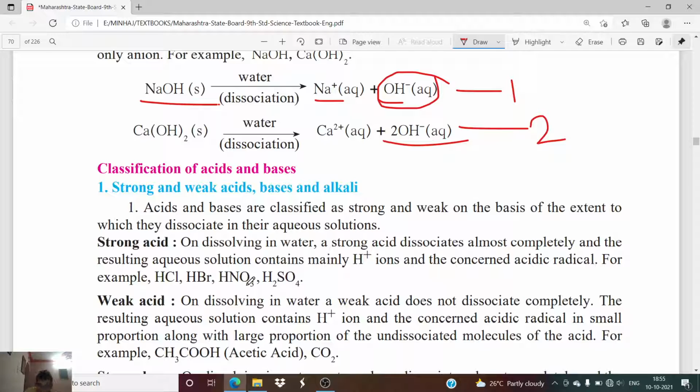If any acid is dissolving completely in the water, and each and every molecule has been dissociated into its H plus ion and also into its acidic radical, then we can say that the acid is a strong acid.